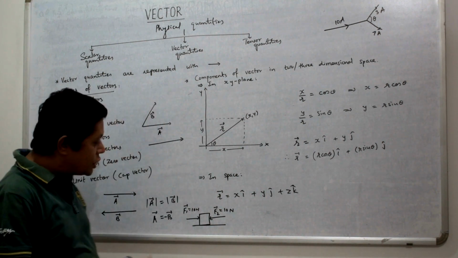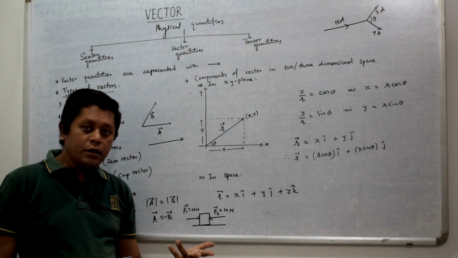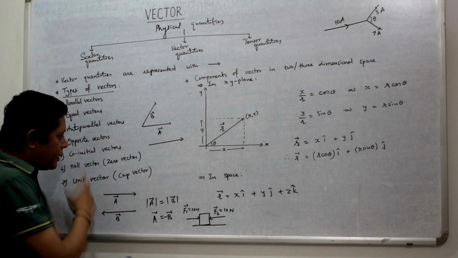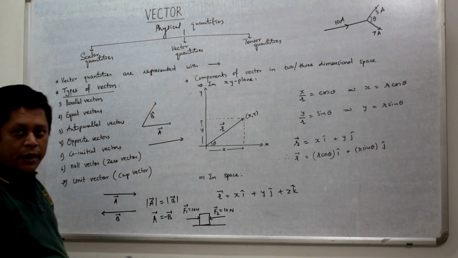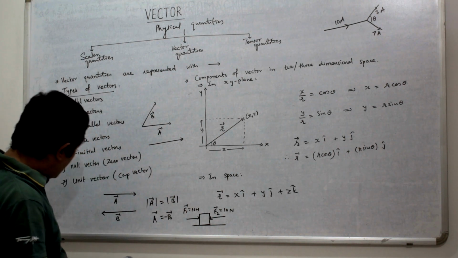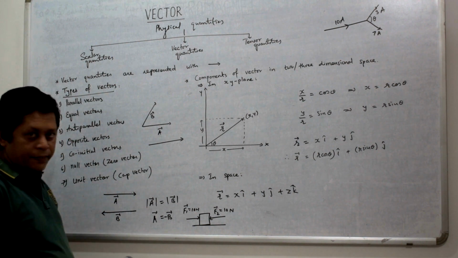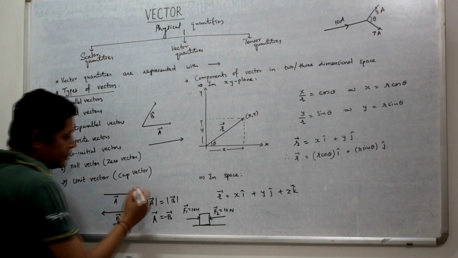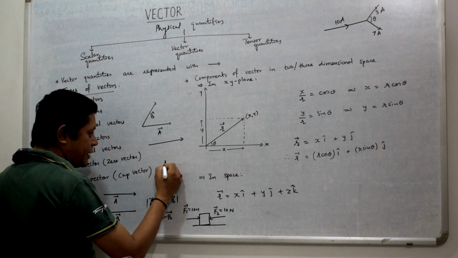So the magnitude of that force is 0, but it is a vector quantity because force is a vector quantity. So it has a 0 magnitude, then what about the direction? Direction can be any. So a null vector, also called a zero vector, is a vector having 0 magnitude and any direction.